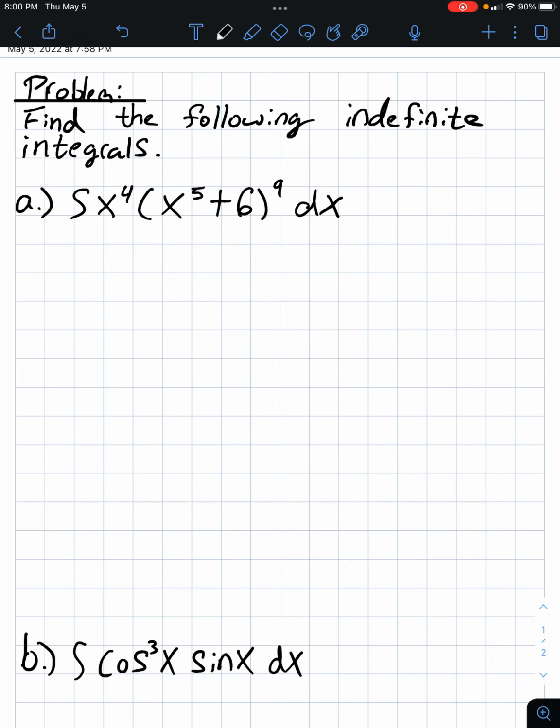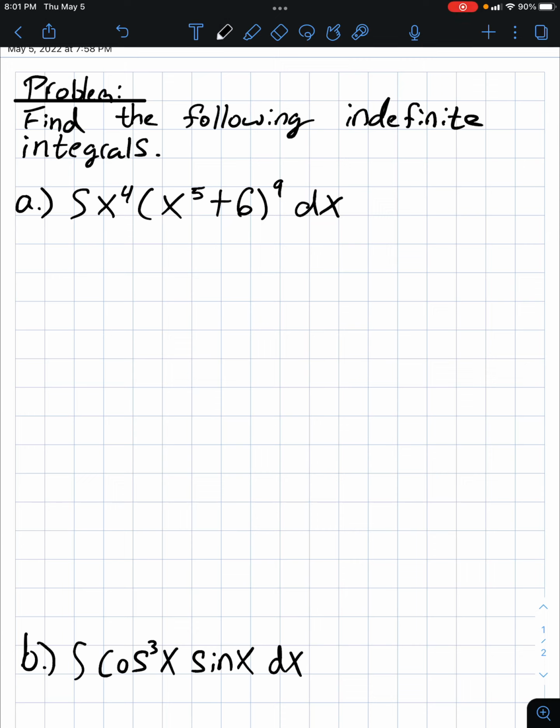Welcome back. Hopefully you were able to solve this problem. Now let's work on it together. In part A, we need to find the indefinite integral of x to the fourth times x to the fifth plus 6 to the ninth dx.